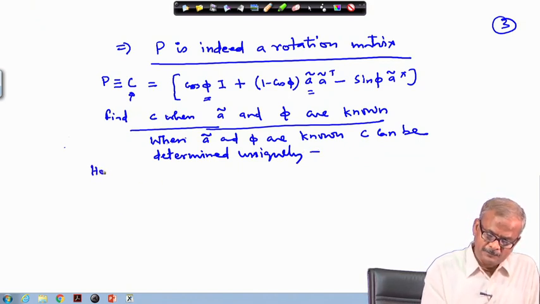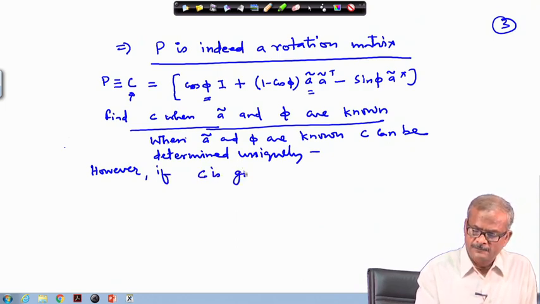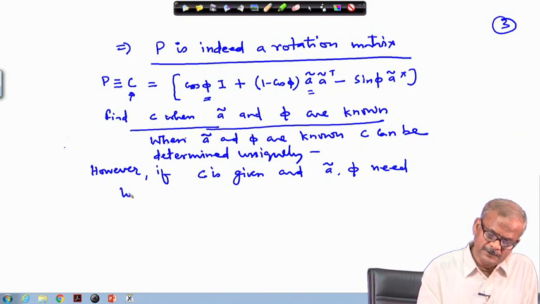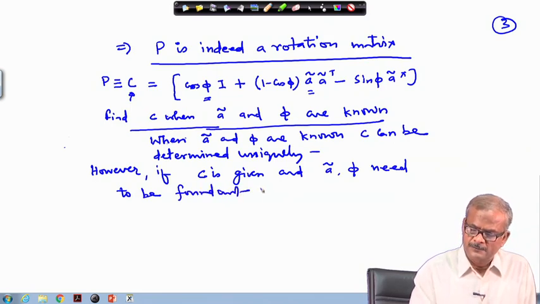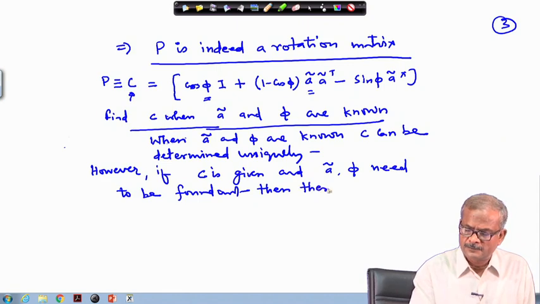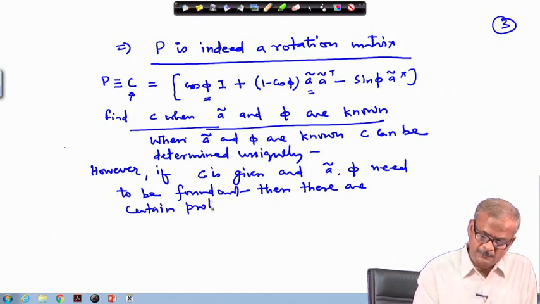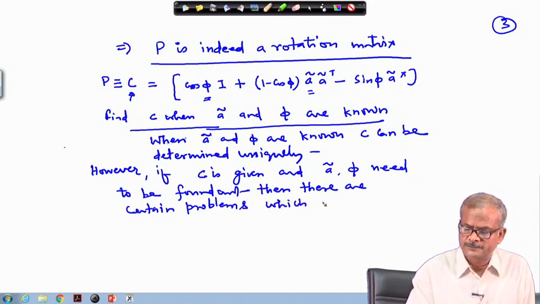However, if C is given and A tilde and phi need to be found out, then there are certain problems, which we need to discuss.